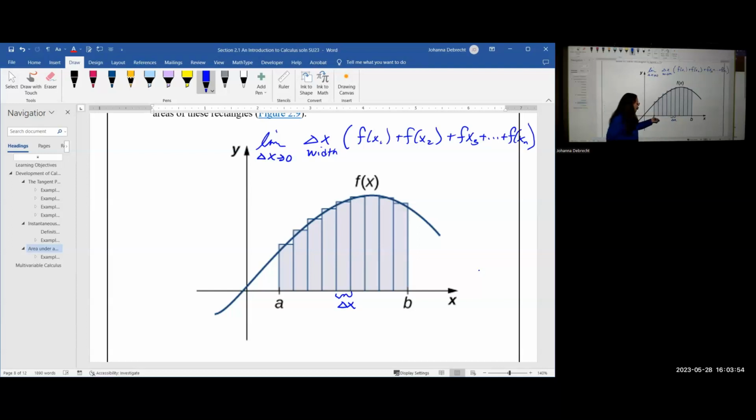Now, A and B are fixed. They can't change. If A is 2 and B is 5, then that's always 2 to 5. But if delta x gets smaller and smaller, I must have more boxes. So you'll see this limit written two different ways: as the number of boxes goes to infinity, or the width of each box goes to 0. The limit of that becomes the exact area under the curve.